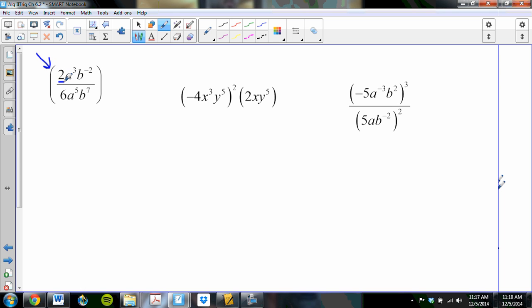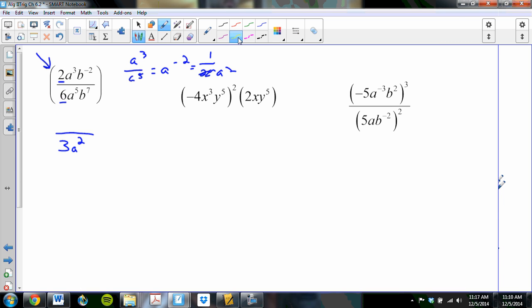So 2 divided by 6 just becomes 1 over 3. I'm not going to put the 1 on top. We'll see if I need it or not. But 2 over 6 is 1 over 3. A to the 3rd over a to the 5th. Well, I do 3 minus 5, which is negative 2. Which really means that there's 2 a's on the bottom. Over a squared on the bottom. So just basically 3 of these a's cancel 5 of these a's. I have a squared on the bottom.